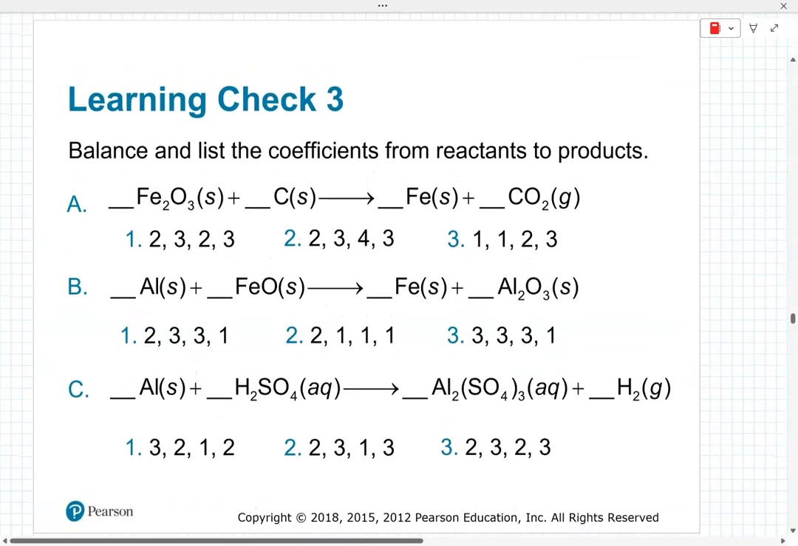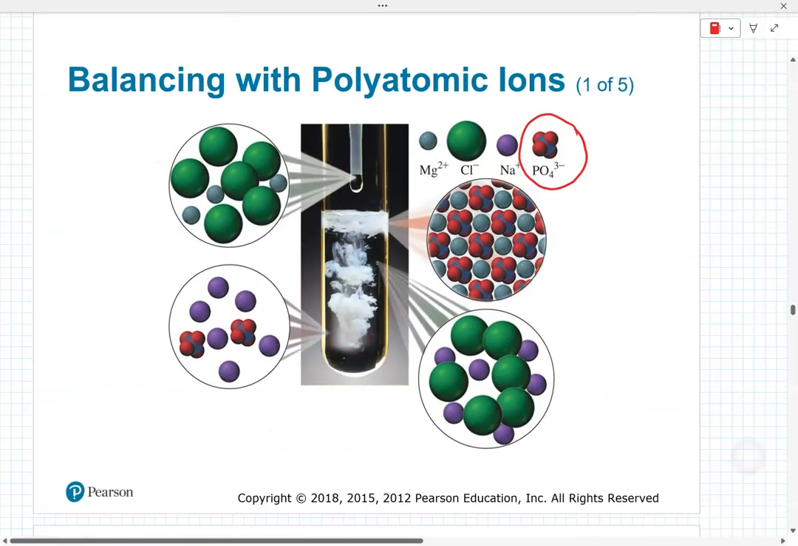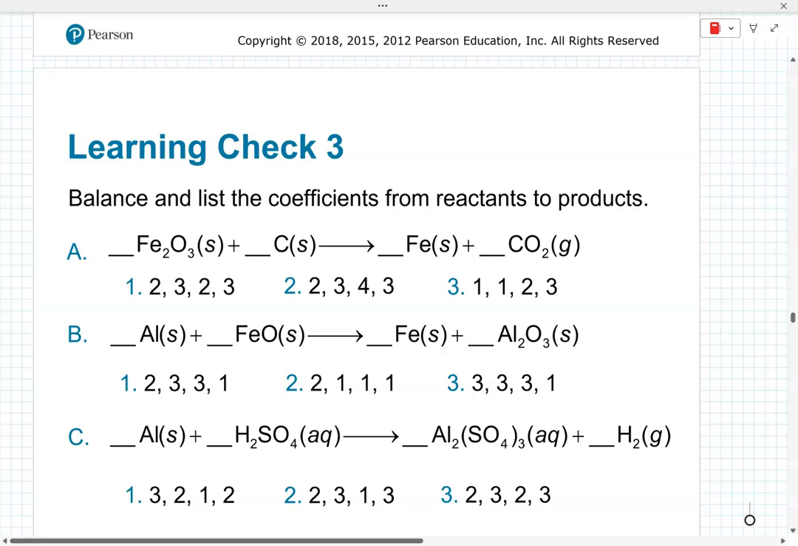So here's what we're going to do. We're going to go through this learning check. Then we're going to go back to this and try to balance the reaction there. How does that sound? So first of all here, what would be the proper coefficients? So, okay, let's take a look. 2, 3, 4, 3.